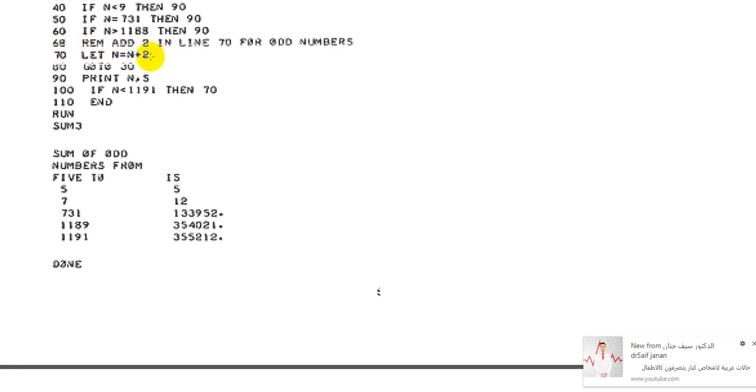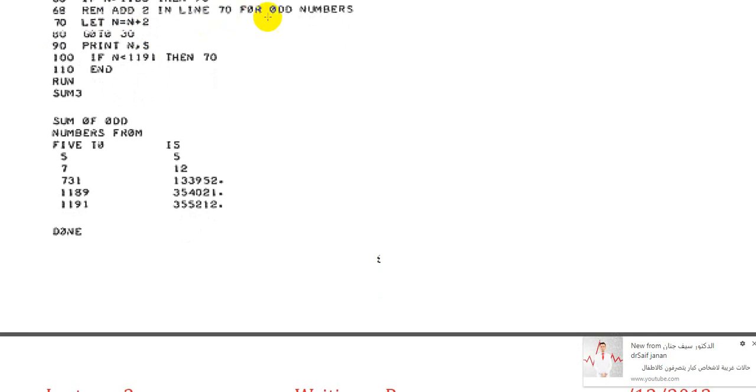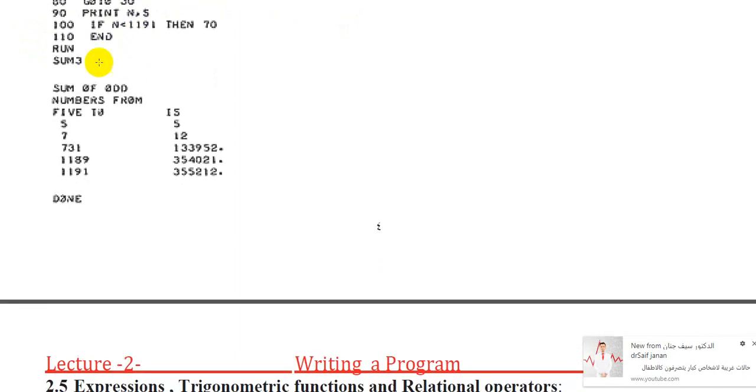68, read 2 in the line 74 odd digits. 70, let n equal n plus 2, getting right from here. 80, go to 30. 9, print n and s at the same time. 100, if n equals 1191, then 70. And get back again and do the task from the beginning, as you can see right from here. 110, end, run, and sum 3.